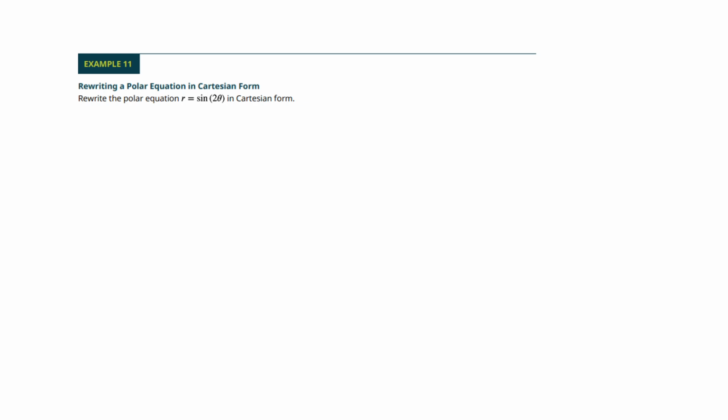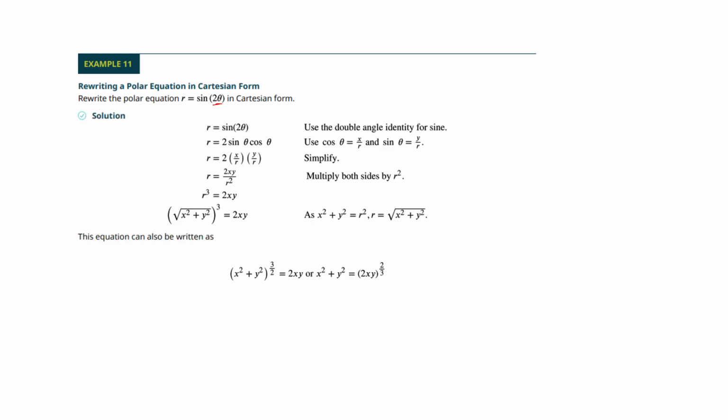All right, let's do it again here. Now, here's the problem. We have a double angle in here. So we don't have any definitions, any of our tricks, that include a double angle. So what we're going to do here is use the double angle identity. So sine of 2 theta turns into this, 2 sine of theta cosine of theta.